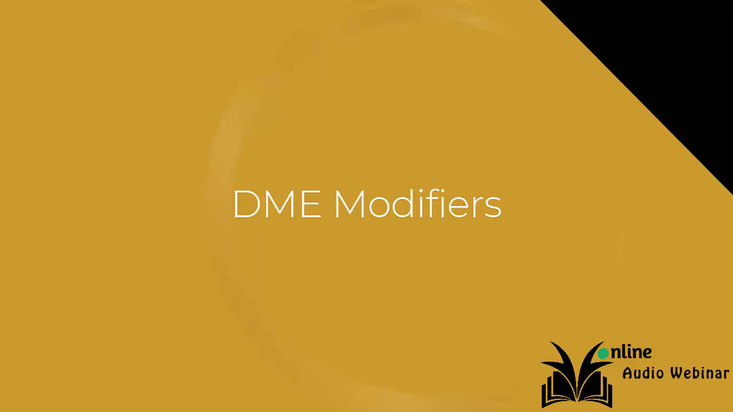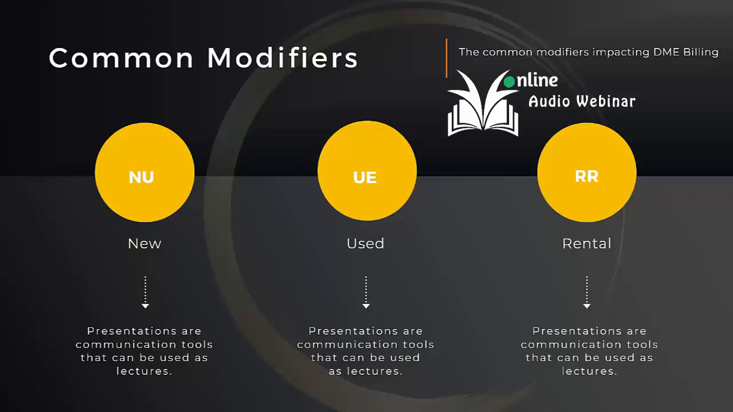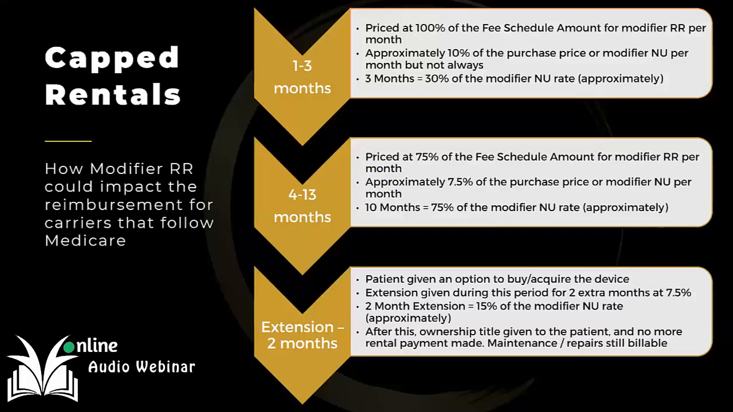But it really dictates not only how a payer should pay for those services, but really what's going to happen long-term for them. There are really 3 main common modifiers that we look at. It's not end all be all, but there are 3 main ones. You have your NU for new, then we have our UE for used and our RR for rental. We have our capped rentals. So how is the RR modifier and how could that impact us?